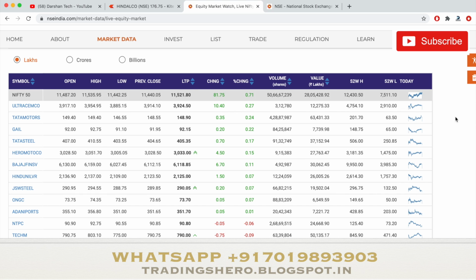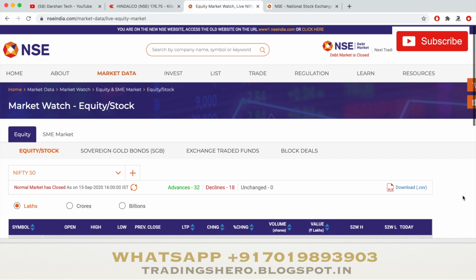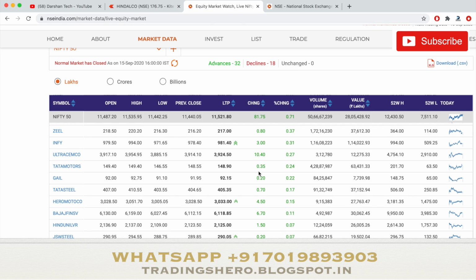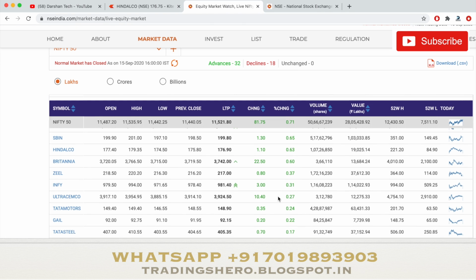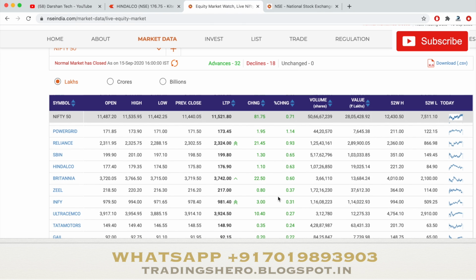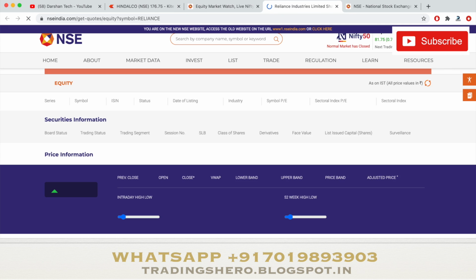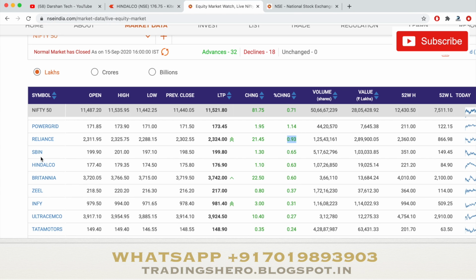Okay, so for example, today the market was up. Okay, so that's why the market was in plus, so the market was going up, so that's why we are picking the stocks which are in an upper trend, that is plus 0.50% and above. Okay, so these are the stocks which are having above 0.50% and within 1%, that is Reliance, SBIN and Hindalco and Britannia. Okay, so these are the stocks which we selected today.